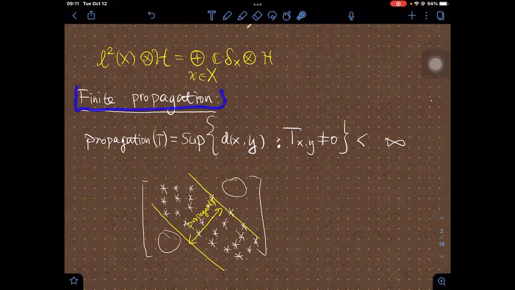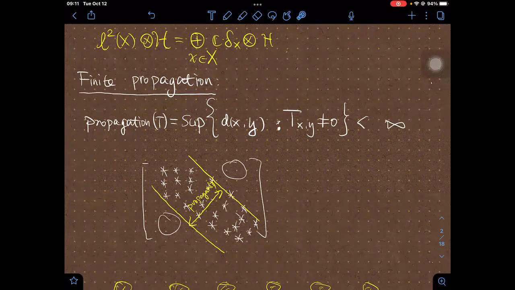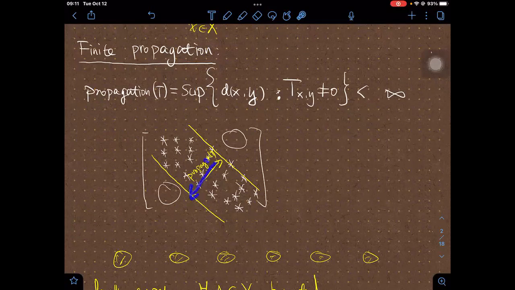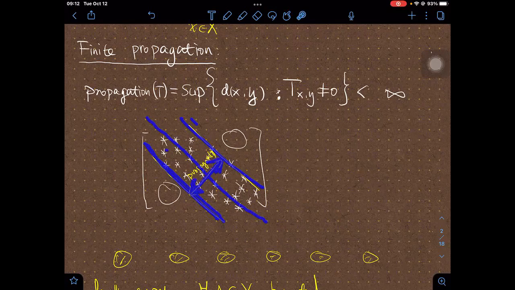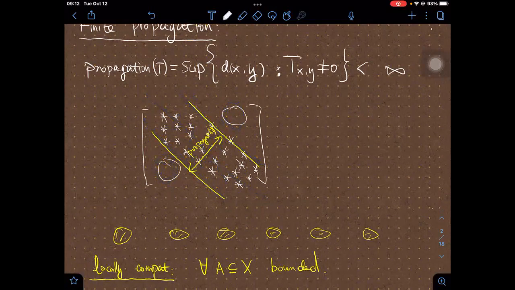So the most important concept is finite propagation. What is finite propagation? Finite propagation means the matrix is actually defined on a bounded width strip. Outside the bounded width strip, it's 0. The propagation is defined as the largest distance xy on which T_xy has a non-zero entry. You can view it as a matrix, and then you find a bounded width strip around your diagonal. Non-zero elements always lie in this part, and outside it's 0. The diagonal one has propagation 0.